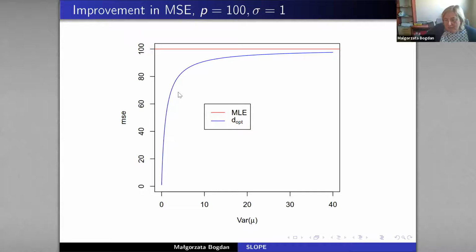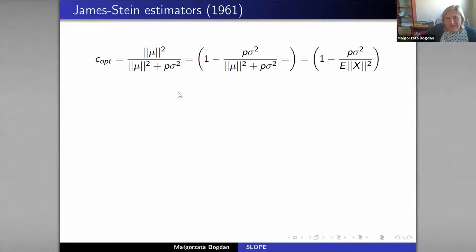Okay. Now, what is the catch in here? Well, you cannot pick this optimal constant, because it depends on the norm of mu, and you don't know mu. You estimate mu. But when you rewrite it in this way, you find out that what you have in the denominator is the expected value of the square of the norm of your x. So you can actually estimate it, replacing the expected value by the norm of x. Here is also a small difference: we replace p by p minus 2, and this is what is called the James-Stein estimator.